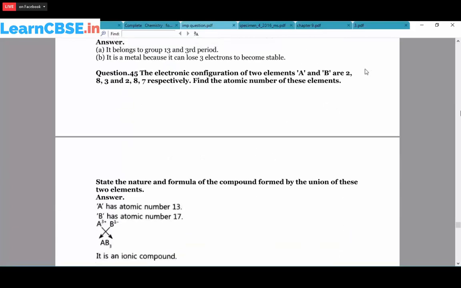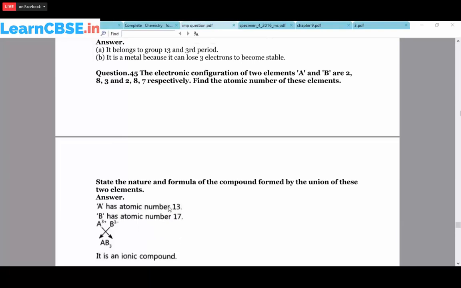The electronic configuration of the two elements A and B are 2, 8, 3 and 2, 8, 7 respectively. Find the atomic number of these elements. We have to add 2 plus 8, 10, 10 plus 3, 13. So A has atomic number 13, and B is 2 plus 8 plus 7, so 17. B has atomic number 17.